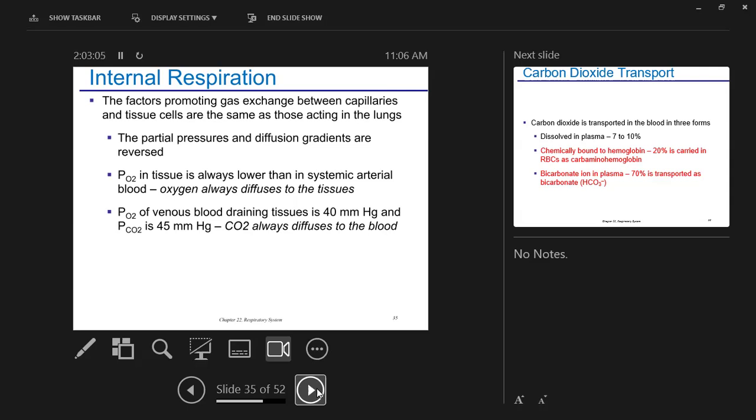The CO2 is always greater in the tissues than in the blood. Partial pressure of CO2 is around 45 millimeters of mercury in the tissues. It's less in the venous return flow because we're going back to the heart now. CO2 levels are always lower in the blood, in the red cells, than in the tissues. So CO2 will always diffuse away from the cells into the blood, just like oxygen will always diffuse out of the blood into the tissues.